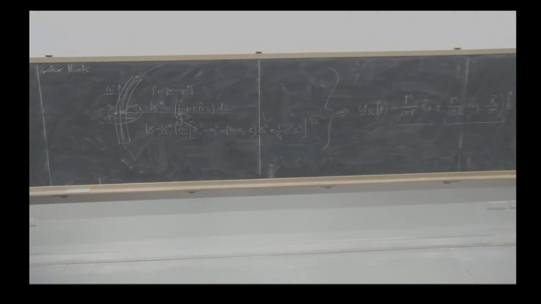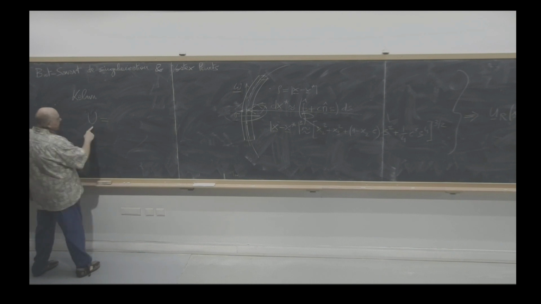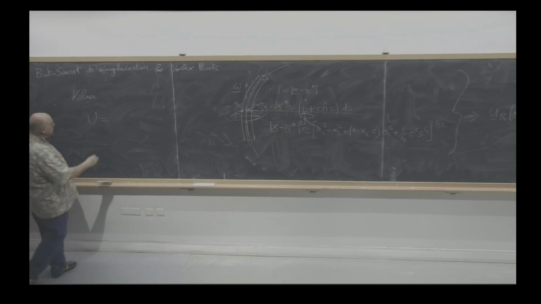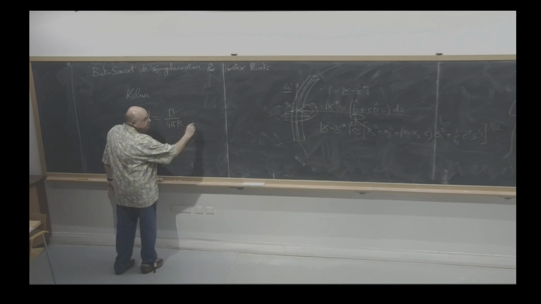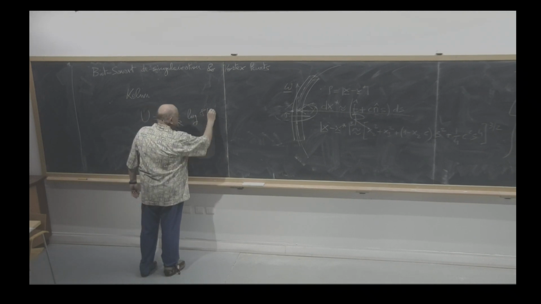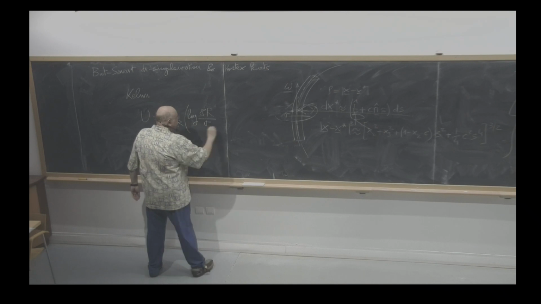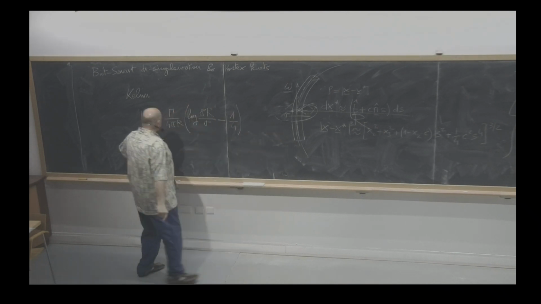So let me conclude: Kelvin gives the formula for the propagation of a vortex ring, U, along the axis. We heard that. It is gamma over 4 pi r, times a logarithm of 8r over sigma minus 1/4. And it is along the binormal, okay?